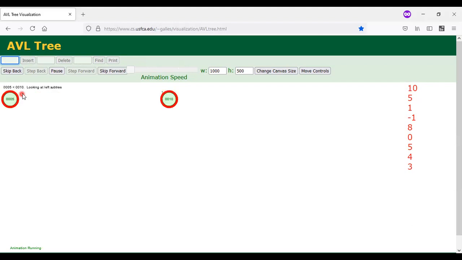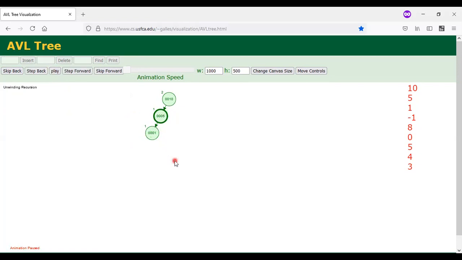Inserting 5: 5 is less than 10, so we make it a left child. By making some recursion, it is updating the height of the tree. Next one has to be placed on this side. Then at this point of time, what happens here? It will be considered a skew tree.